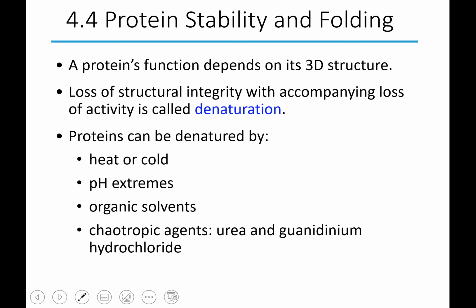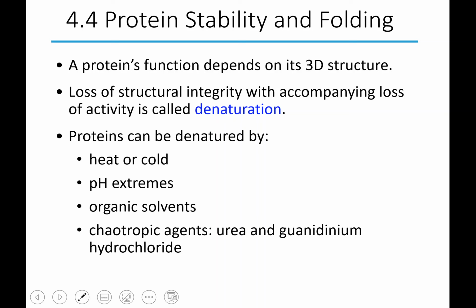The last section of this chapter talks about stability, folding, and really unfolding of a protein. A protein's function depends on its 3D structure. So loss of structural integrity will come with a loss of activity of that protein. When that happens, we call that denaturation. That's when a protein loses some structural integrity or unfolds and then becomes inactive.